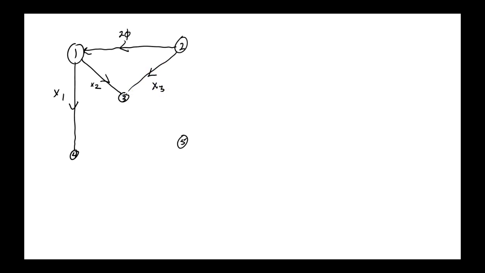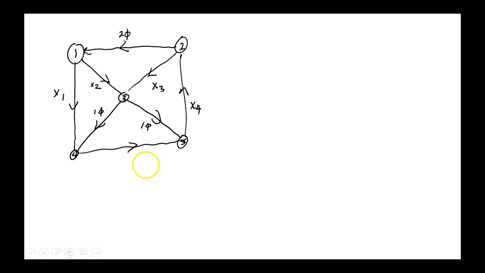Going from 3 to 4, we know that quantity, that's going to be 10. 3 to 5 is also going to be 10. And 5 to 2 is going to be our x sub 4. And from 4 to 5 is going to be our x sub 5.